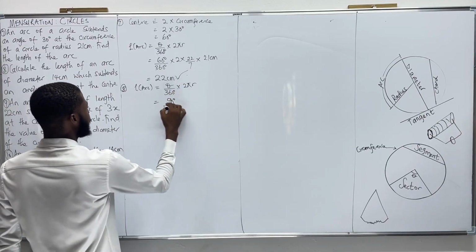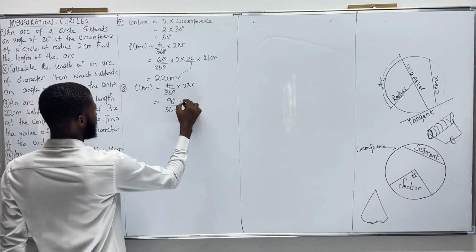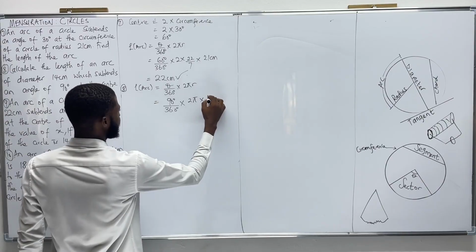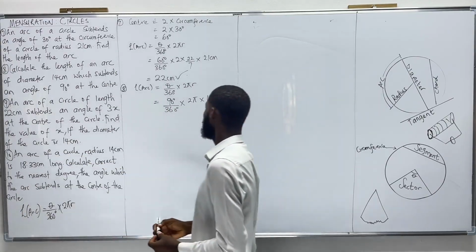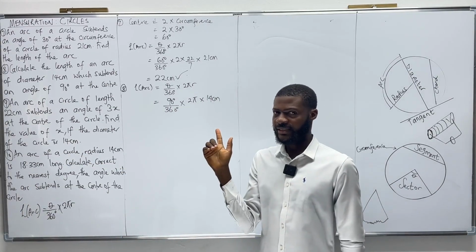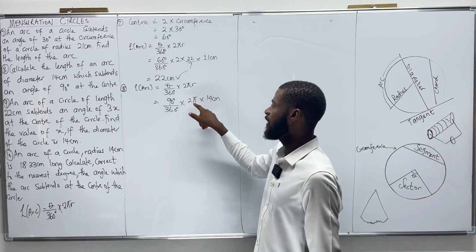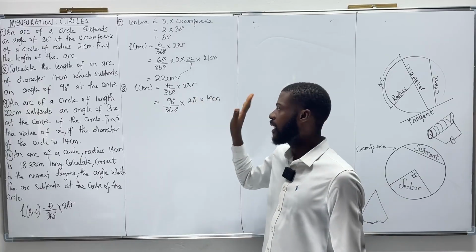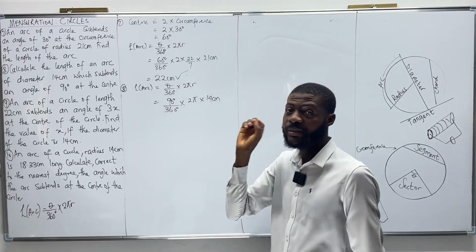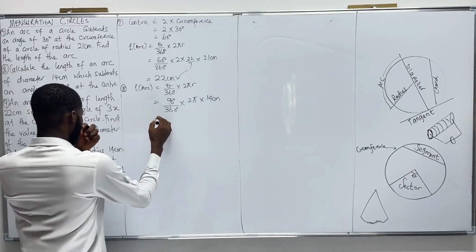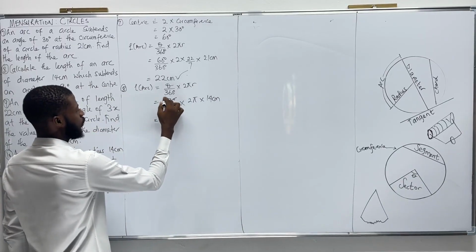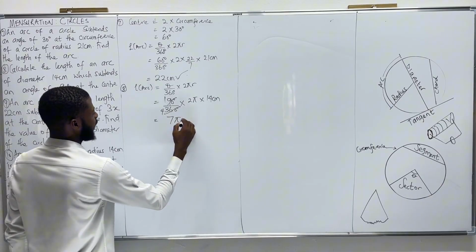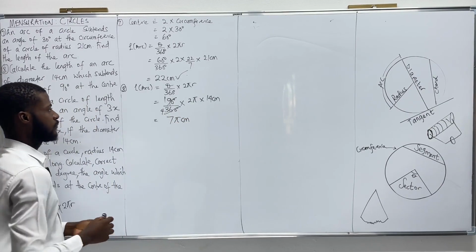So this will be 90 degrees over 360 degrees times 2 pi. The radius is 14 cm. Now, what do you notice here? I left it in terms of pi. So the answer for this question, I want it to be in terms of pi. I don't want to touch it. Okay. So I already know this is a quarter. This is 1 here. This will be 4. So this is 7 pi centimeters.